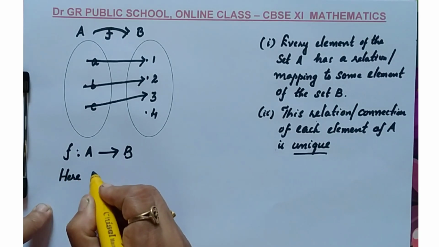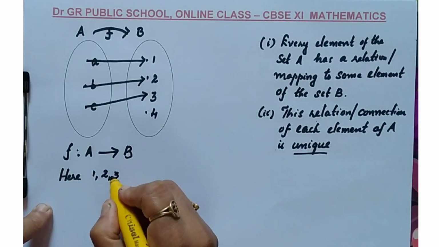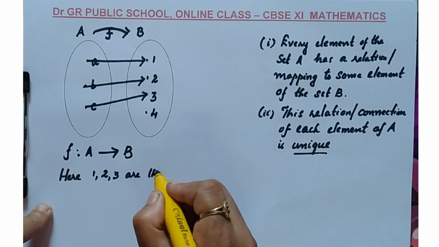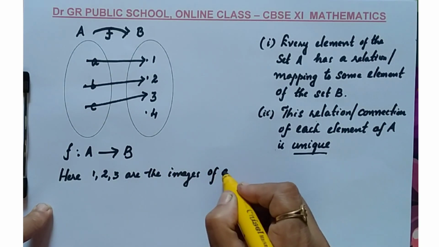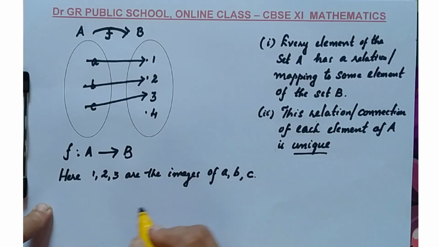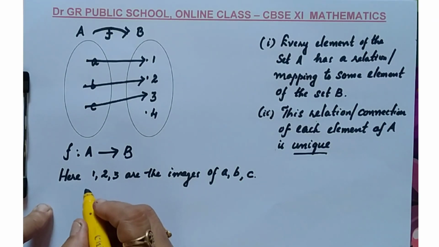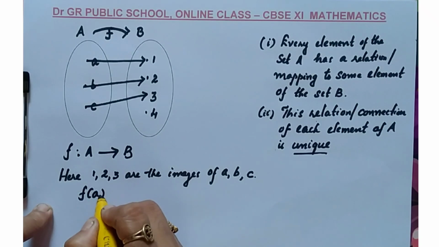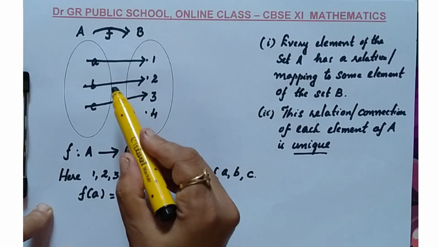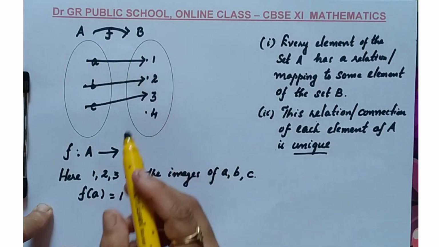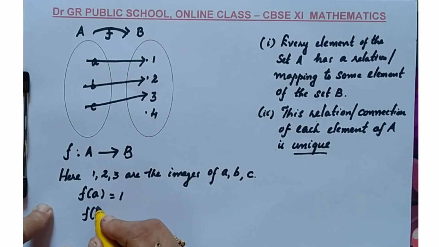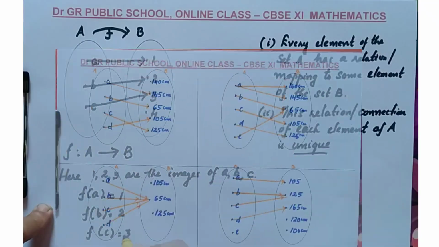Here the elements 1, 2 and 3 are called the images of the elements a, b and c. Or you can say that f of a equals 1, which means the mapping or the connection of a with respect to the function f is 1, and the mapping of b with respect to the function f is 2, and f of c equals 3.